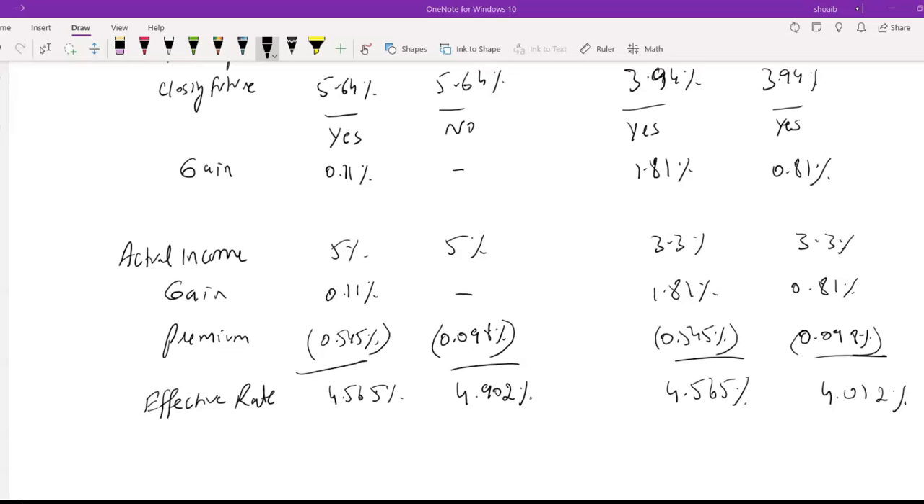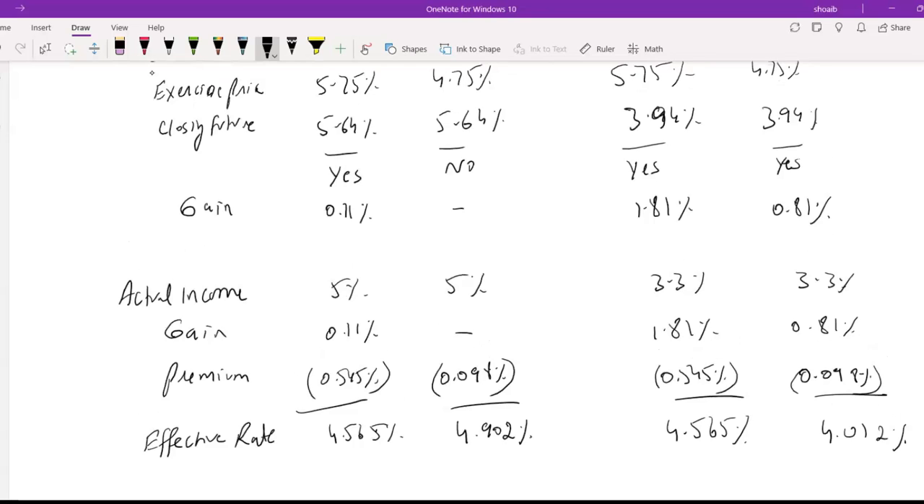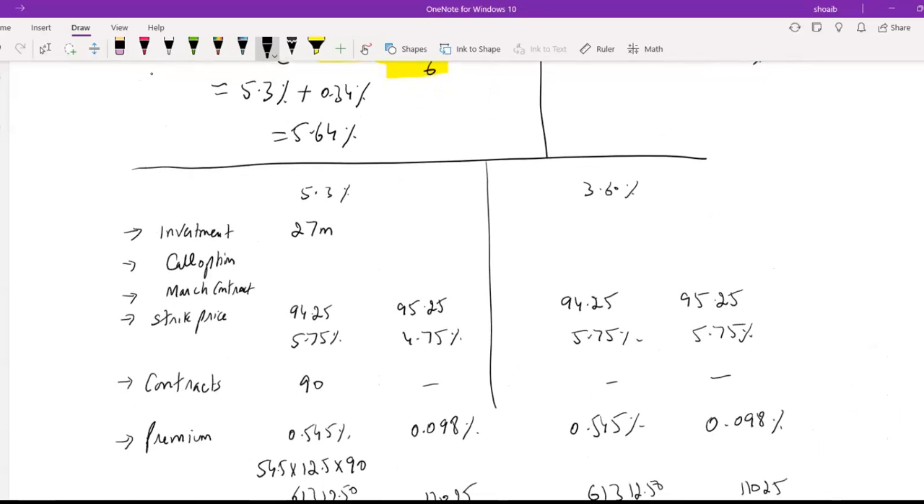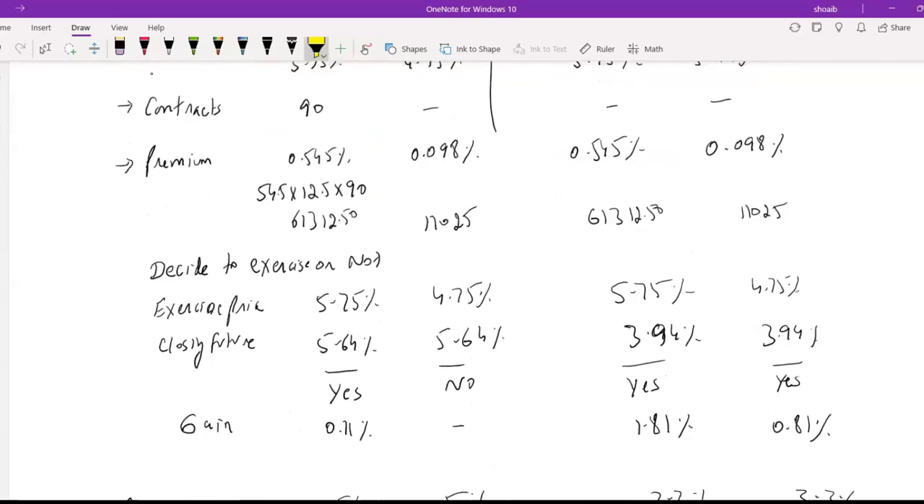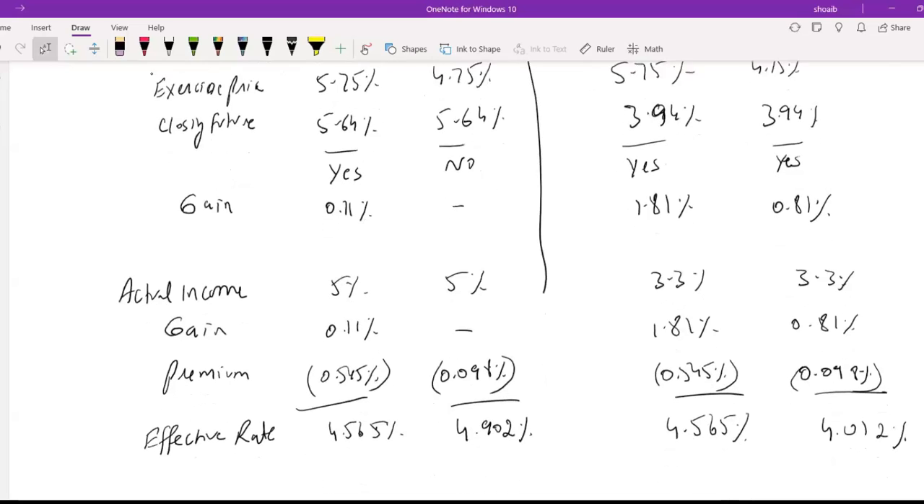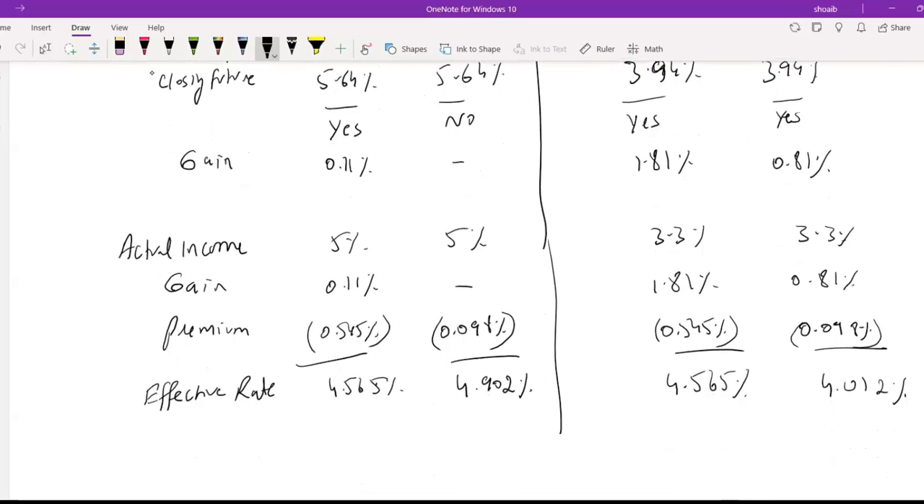5% is the actual income. We are exploring two cases. When the closing spot is 5.3, when the closing spot is 3.6, right? If the closing spot is 5.3, you can invest interest rate minus 0.3. So it is 5%. Here, when the closing spot is 3.6, you can invest 3.6 minus 0.3. So how much is it? 3.3, right?